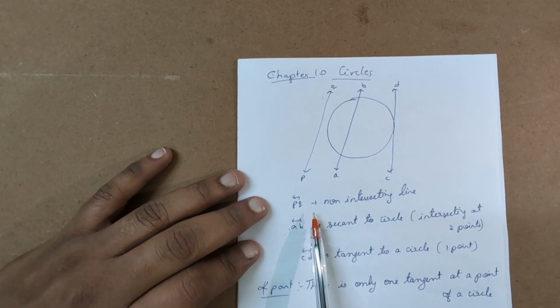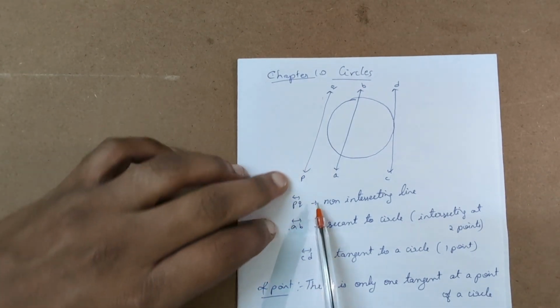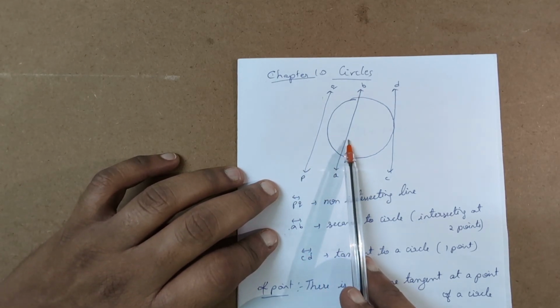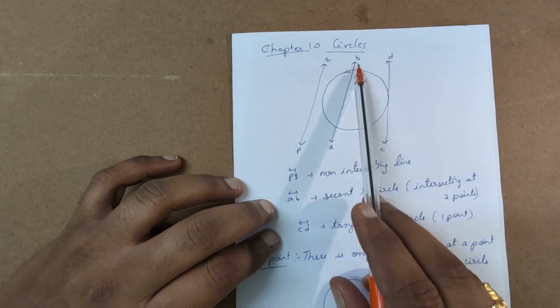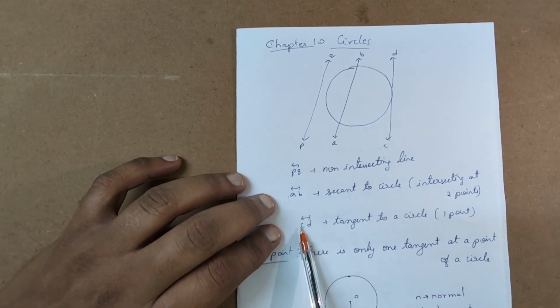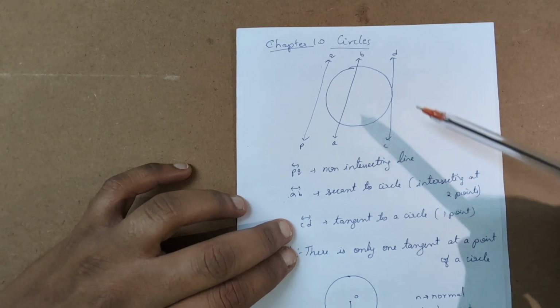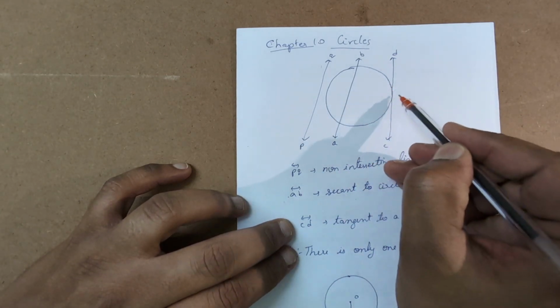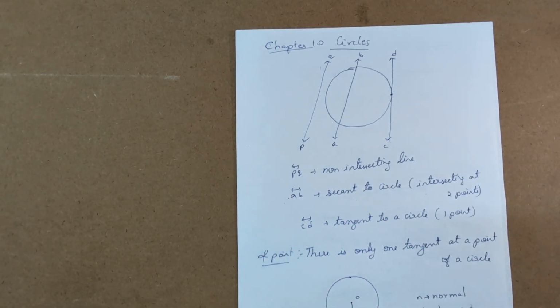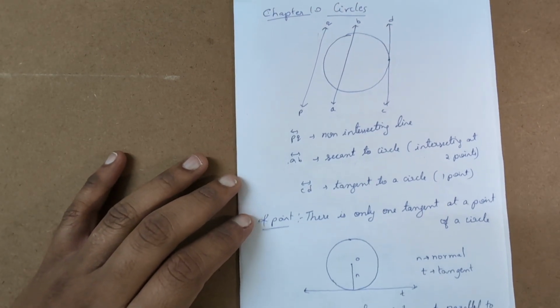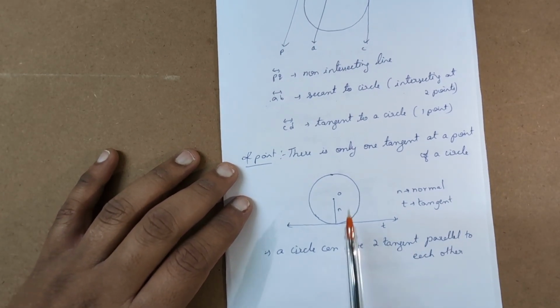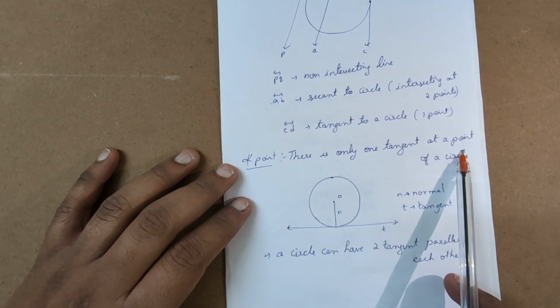Okay, so let's see in this. We can say that PQ is a non-intersecting line because it is not even touching the circle and not even intersecting at any point. Whereas AB, as I mentioned, is called secant because it is intersecting at 2 points. Whereas tangent, as I mentioned, is touching only at 1 point. It is not bisecting the circle or anything. It is just touching the circle. If I have a common point for the tangent and the circle, it will be only 1 point, that is x1 comma y1.